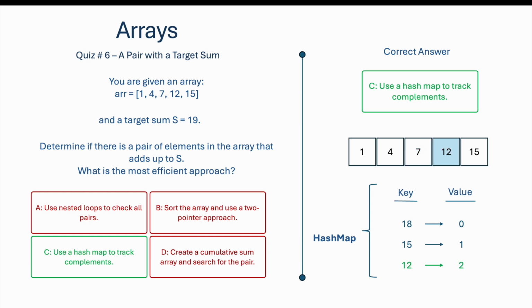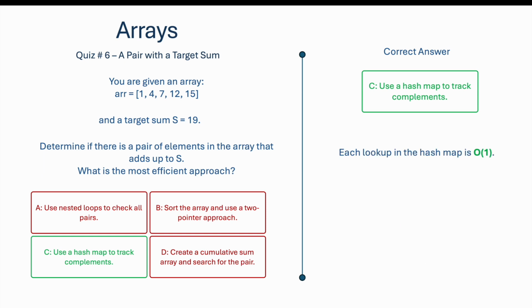As we traverse to 12, we see that 12 is present in the hash map, which means a complement target sum pair is present in the array. Each lookup in the hash map takes order of 1 time complexity and traversing the array is order of n. Space complexity is order of n for the hash map.